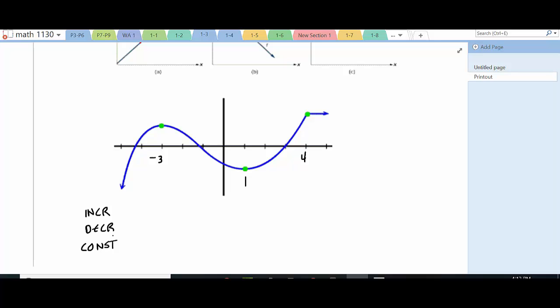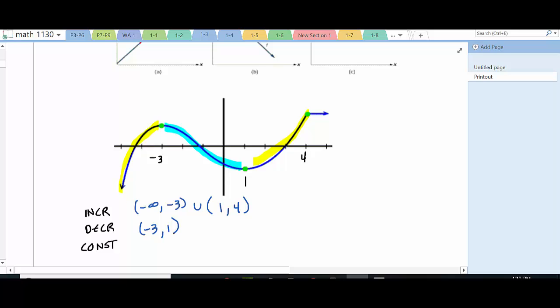So just name your intervals like this. Increasing would be this and this. It would be those two areas. So we would just say -infinity to -3. And then we would say union. Usually you put union to unite the other interval. Then it would be 1 to 4. Okay, like that. Decreasing would be the area I'm shading in the blue. So that would be just from -3 to 1 with parentheses. And then constant, what would you put on constant? 4 and then forever. So you would say 4 to infinity like that.